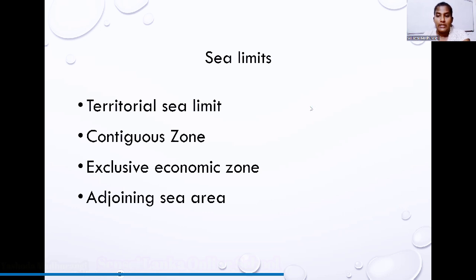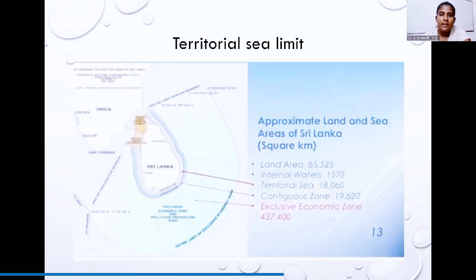So, there are different sea limits: territorial sea limit, contiguous zone, exclusive economic zone, adjoining sea area. There are different names and also certain differences between these limits. Let's look at them.